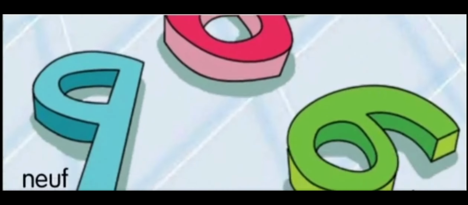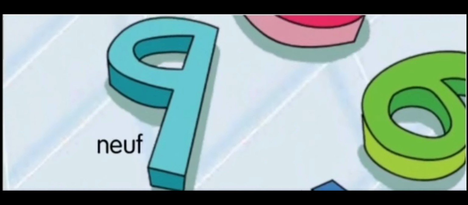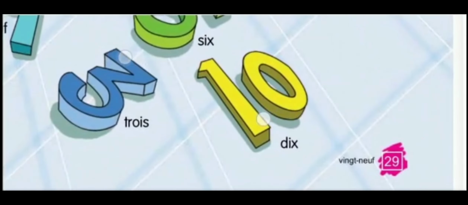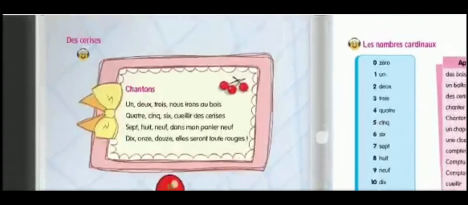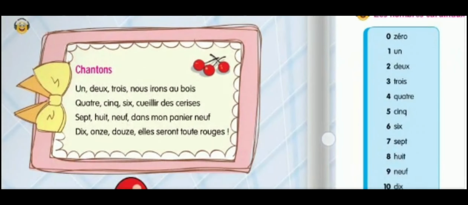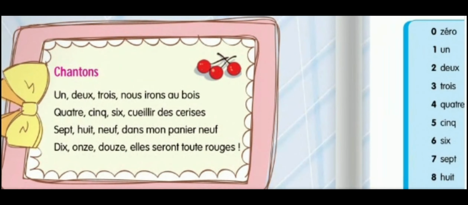So it is huit. Then we have 9 as neuf, and at last we have 10 as dix. Now going on to the next page, there we have a poem and let's read it together. The name of the poem is Des Cerises and we need to sing it, which is Chantons.